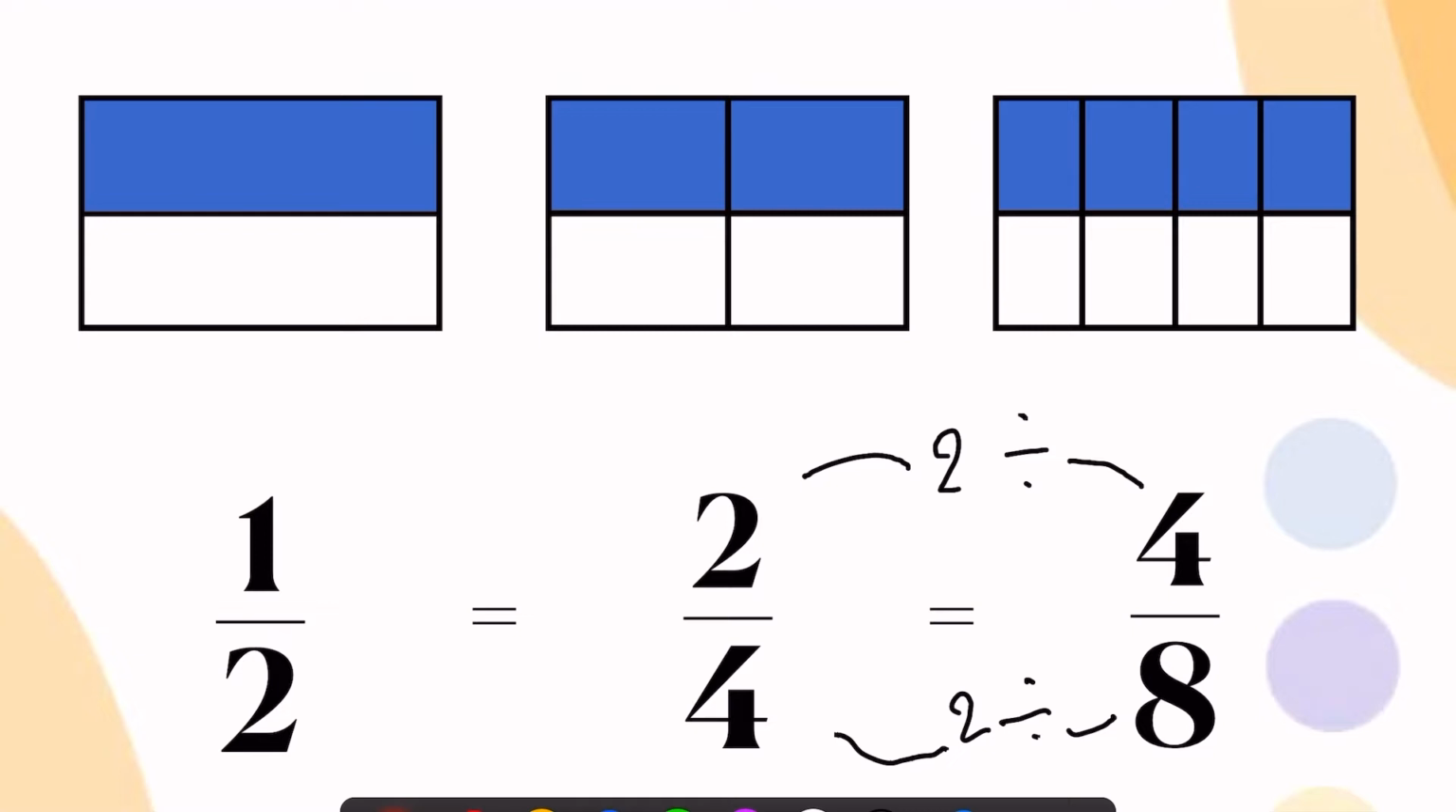Now, let's try one more time. How do I get 1 from 2? I need to divide 2 by 2 to get 1. And how do I get 2 from 4? I need to divide 4 by the same number, by 2. So if you multiply or divide the numerator and denominator by the same number, you can get an equivalent fraction. Okay, now let's move on.